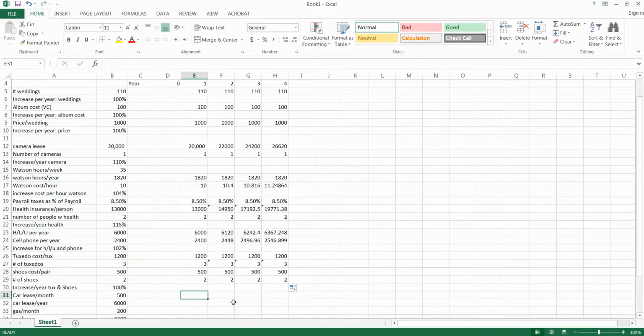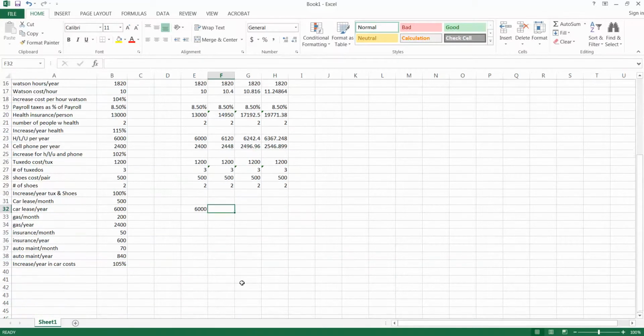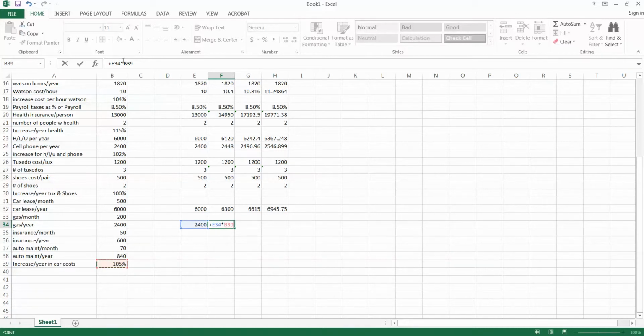Our car lease per month we don't care about because we're on an annual basis, so plus 6,000 we're going to do on the lease per year, and we know that that is going to increase in year 2 by this 105%. Let's anchor that, hit F4, and we're all set. Carry that across. Again, we're going to do our annual gas per year, and that's year 2 is going to equal year 1 times 105%, which we're going to anchor with F4, and we're going to carry that across.